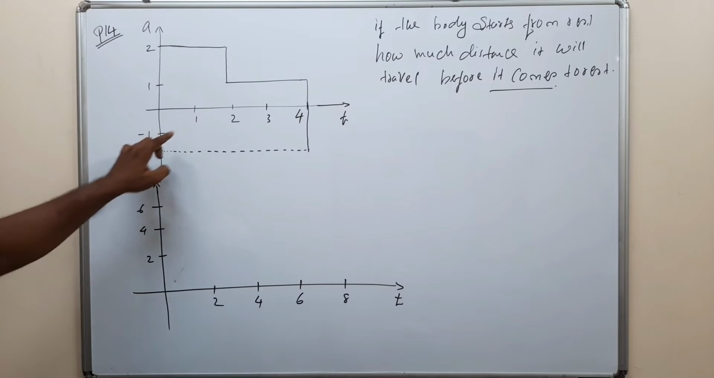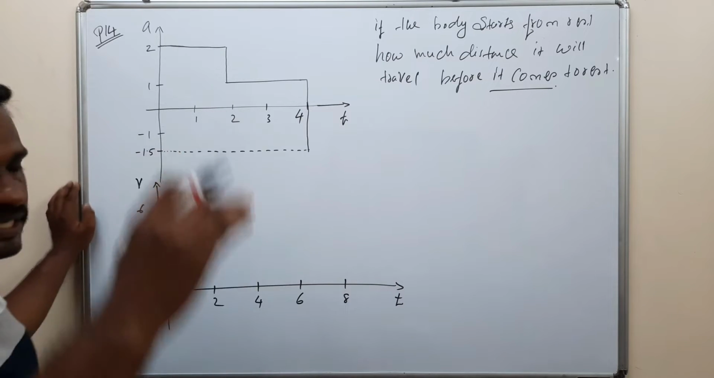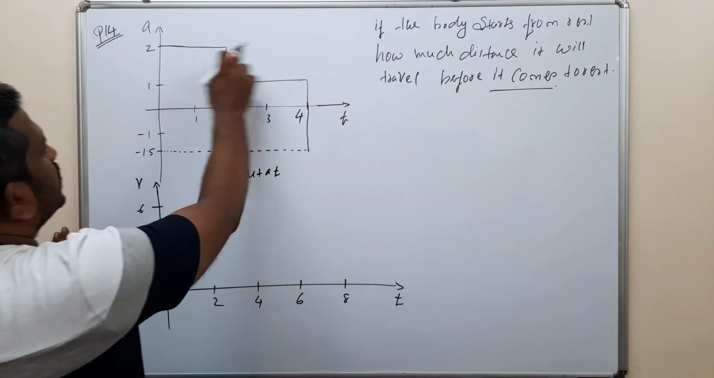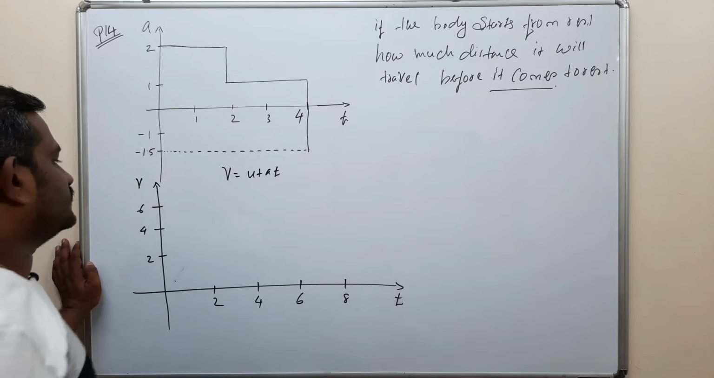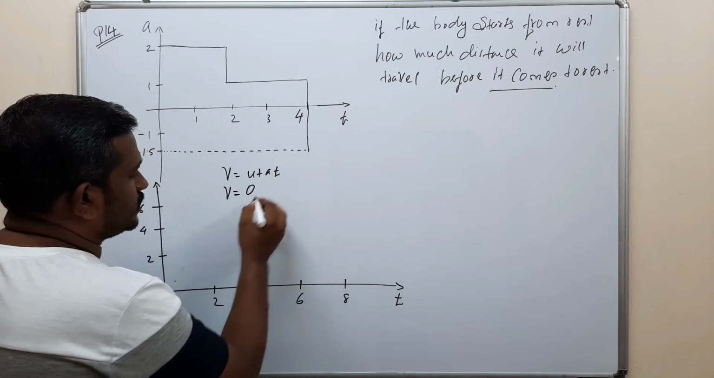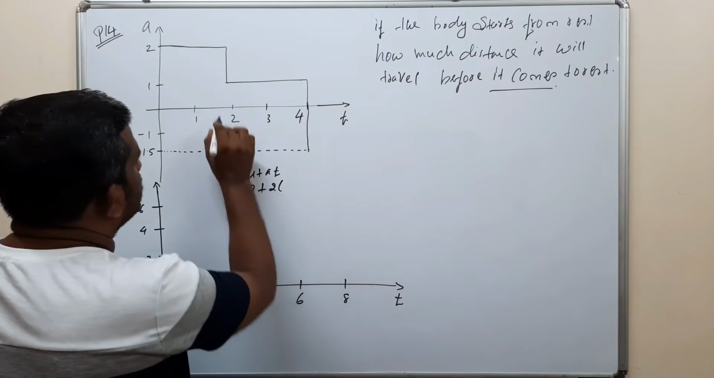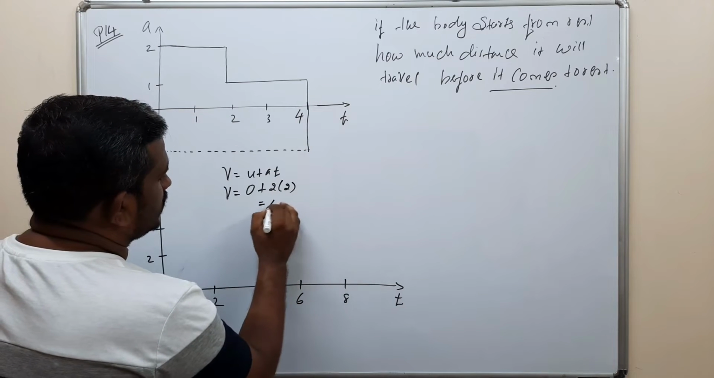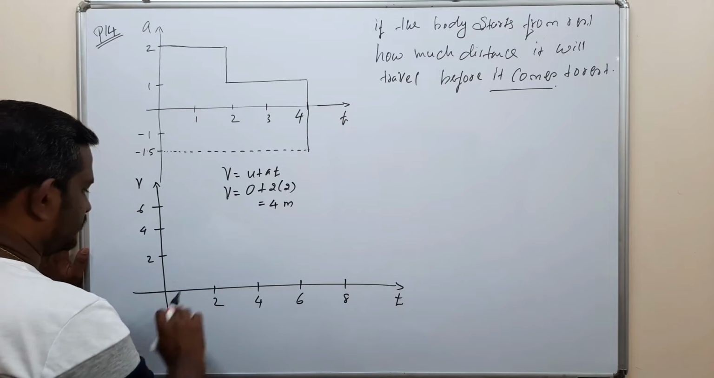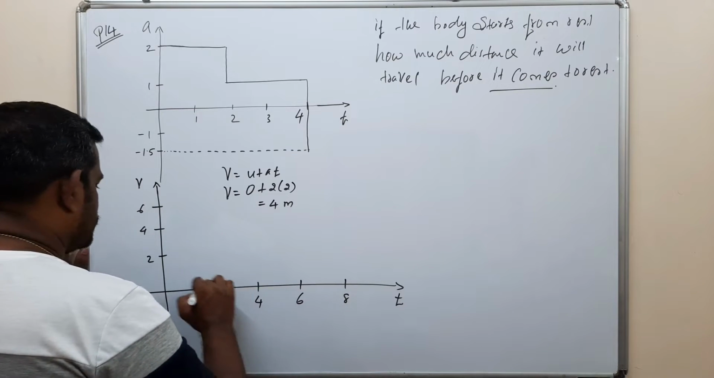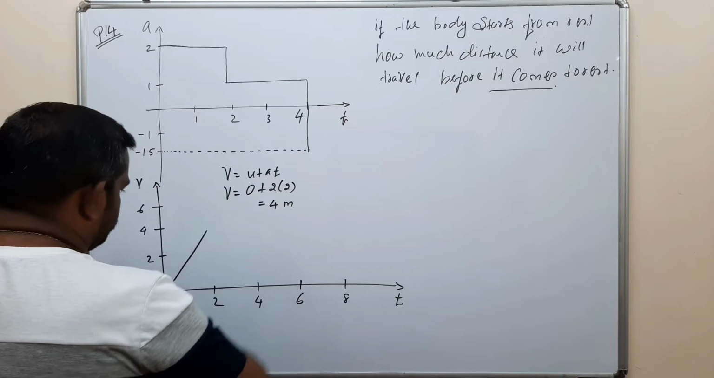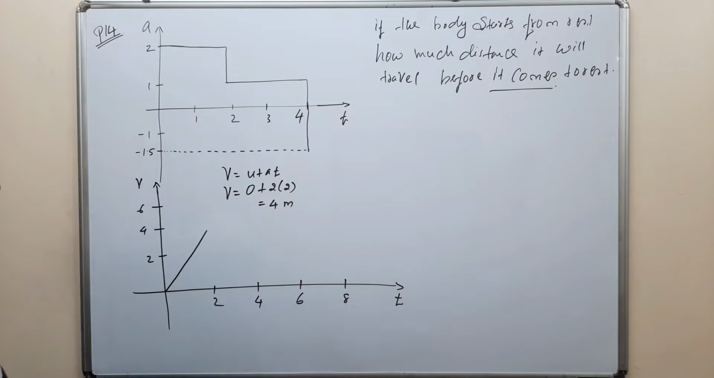For the time 2 seconds, how much velocity does it reach? We can use the equation v is equal to u plus at, because the body moves with constant acceleration. If the body starts from rest, u is 0, so v is 2 into 2, that is equal to 4 meter per second. So for the time 2 seconds, the velocity reached is 4.